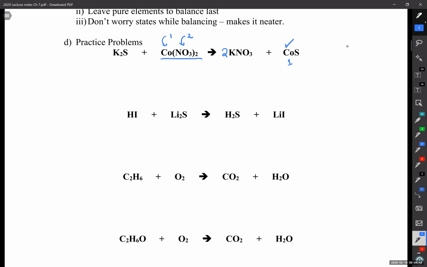So now I've done this part. And most everything in the reaction is already balanced. And so what I have to do now is balance this.